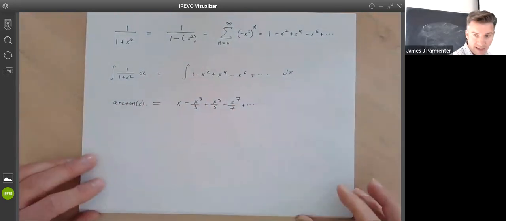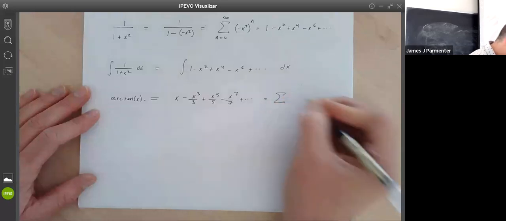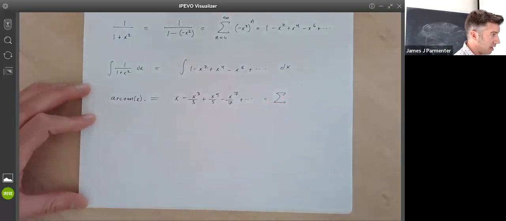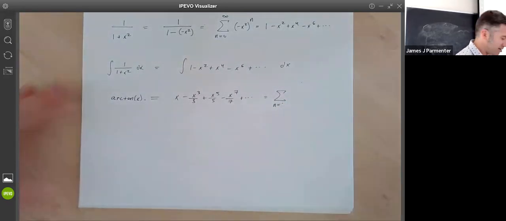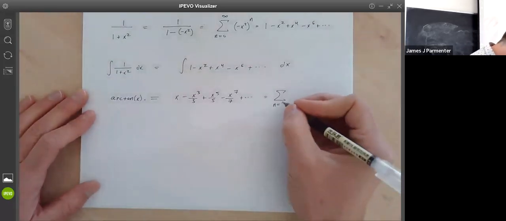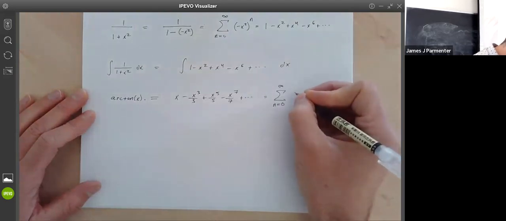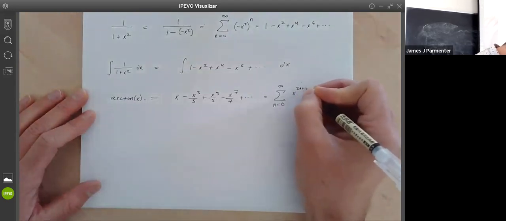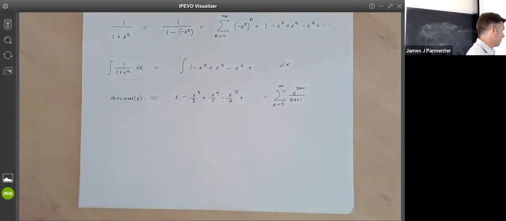And looking at that, I think we can see a pattern for it. That's looking like the sum. Now be careful, I am going to change where my index is starting here. I'm going to go, it doesn't really matter, you could go 0 or 1, I'll go 0 to be more consistent, from n equals 0 to infinity of x to the 2n plus 1 over 2n plus 1. That's mostly right. What am I missing?